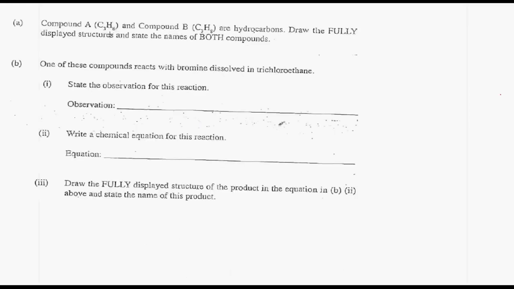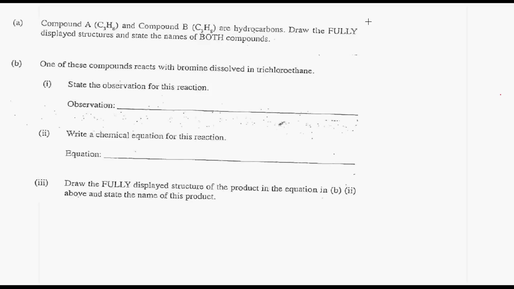In this first question, we have compound A with formula C3H6. We have compound B with formula C3H8, and they are hydrocarbons, meaning that they have carbon and hydrogen only. Now the first part asks for the fully displayed structures and the names of both compounds.